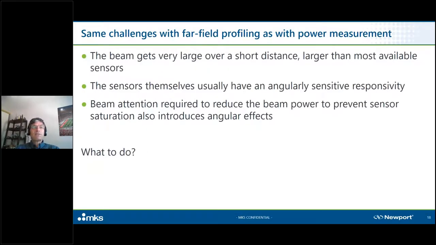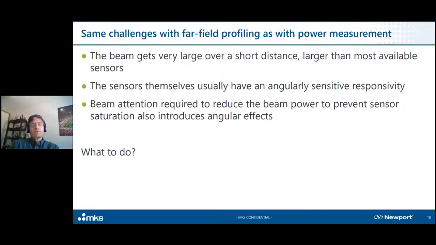So I'm going to start with far field profiling, and in this case, you have the same challenges with far field profiling as with power measurement. The beam gets very large over a short distance, often much larger than most sensors. So you typically cannot just put a standard beam profiler in front of a divergent source. Oftentimes, if the beam travels a few millimeters, the size of the beam is simply larger than the 2D array sensor inside the profiler, and you only see a portion of the beam, and so that doesn't work.